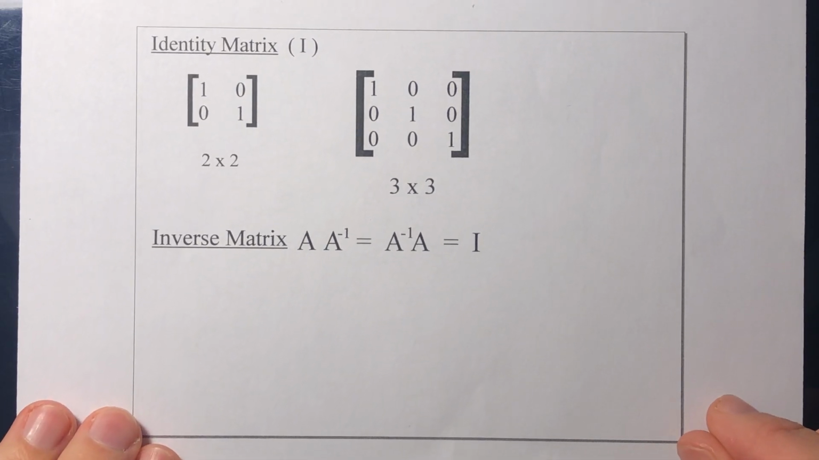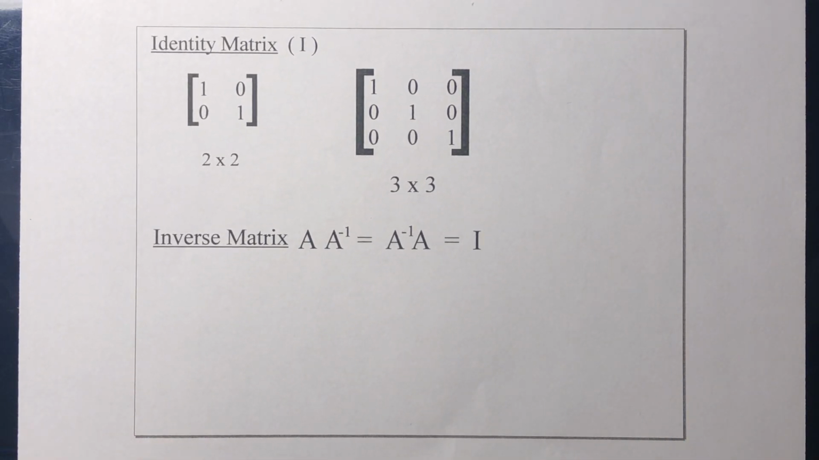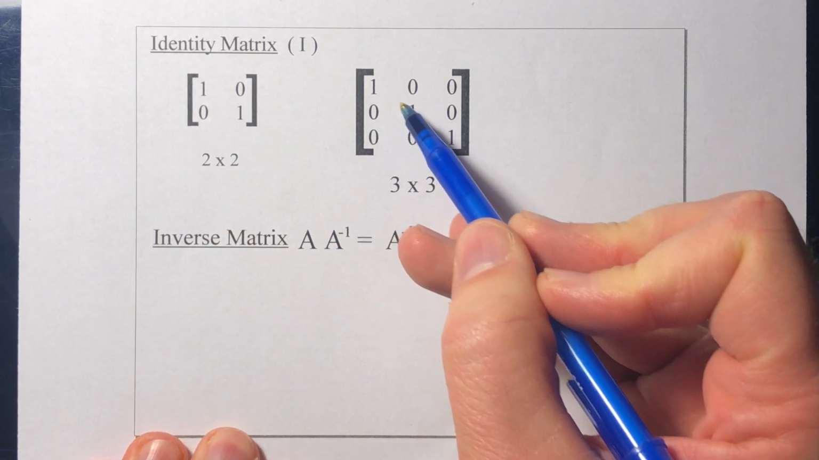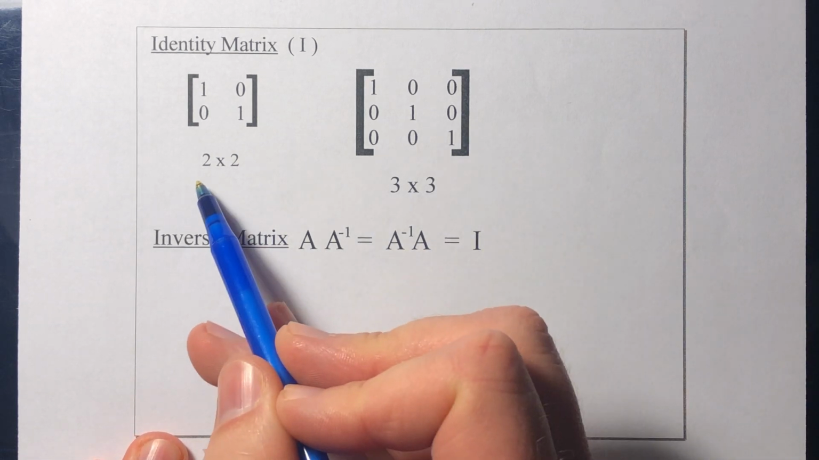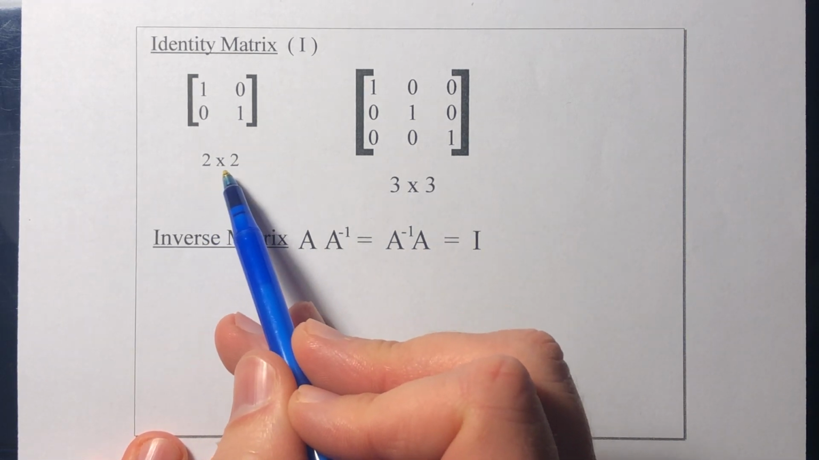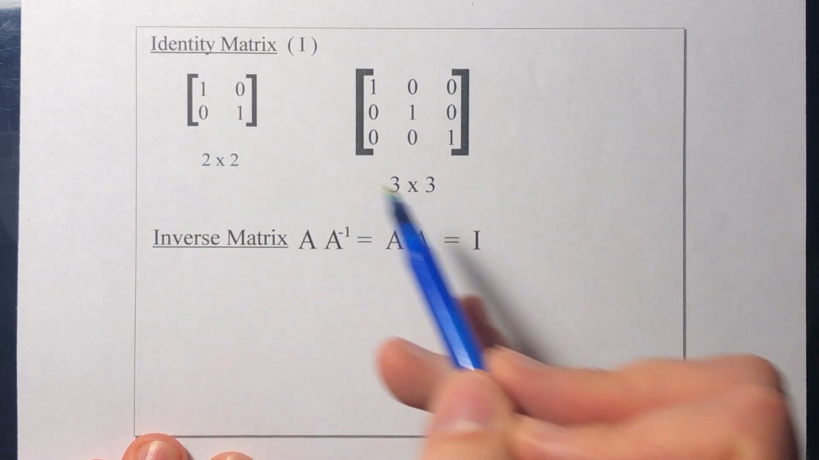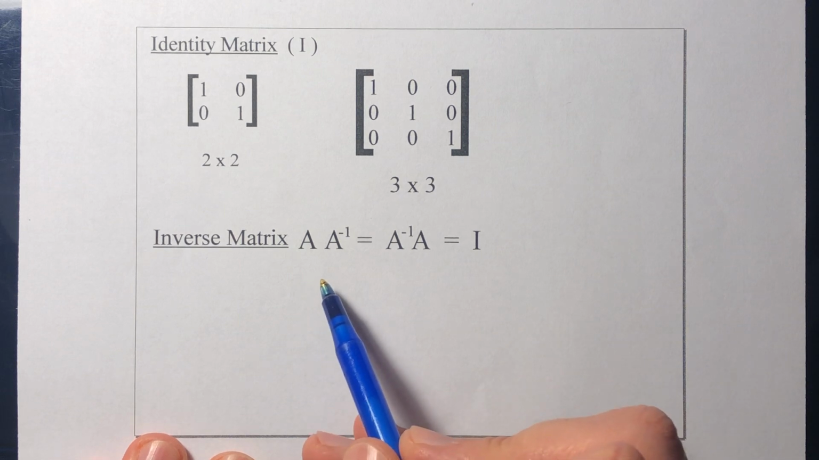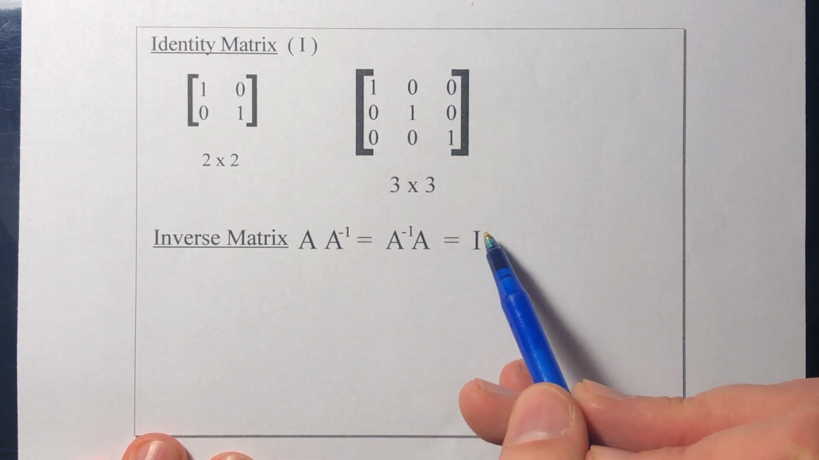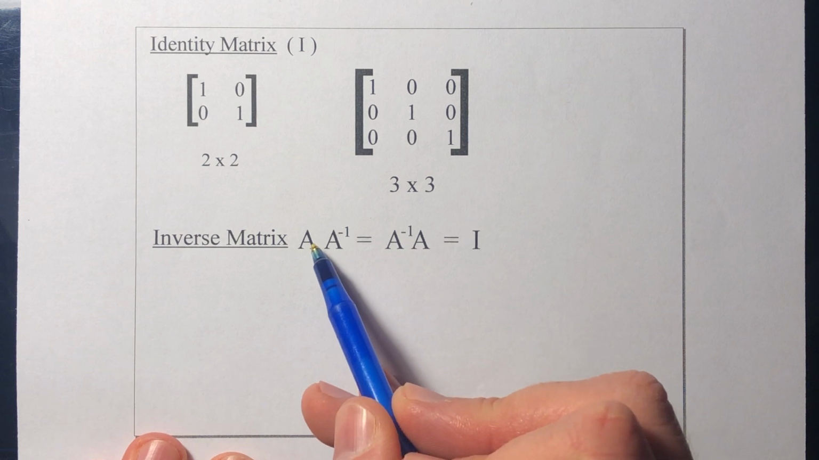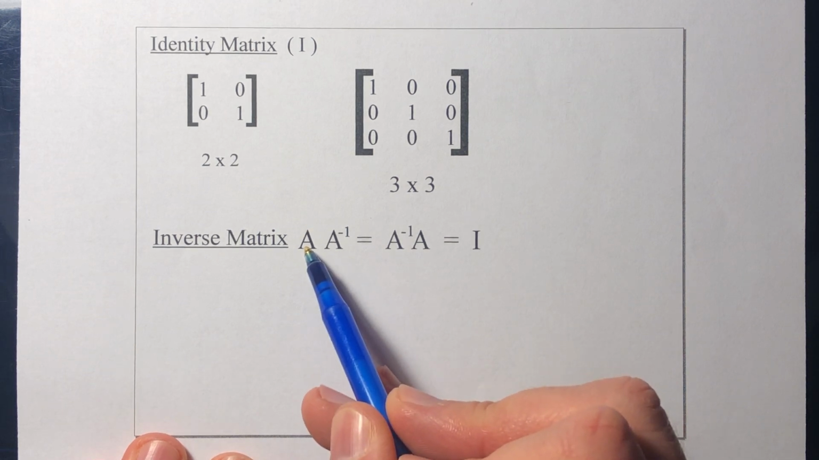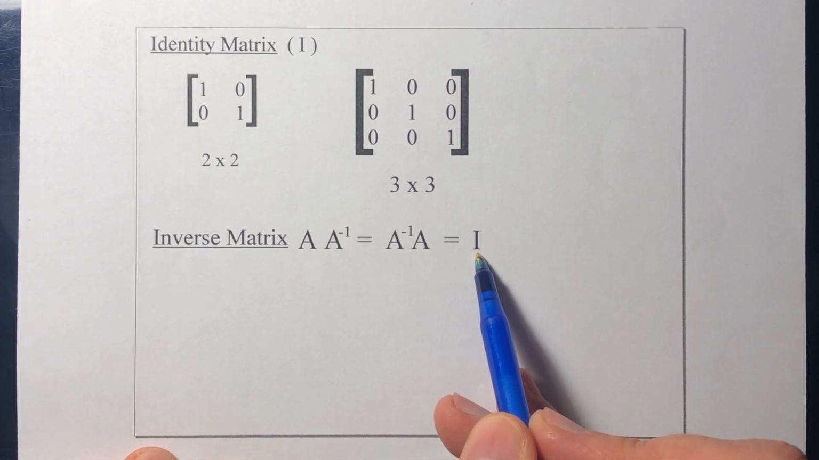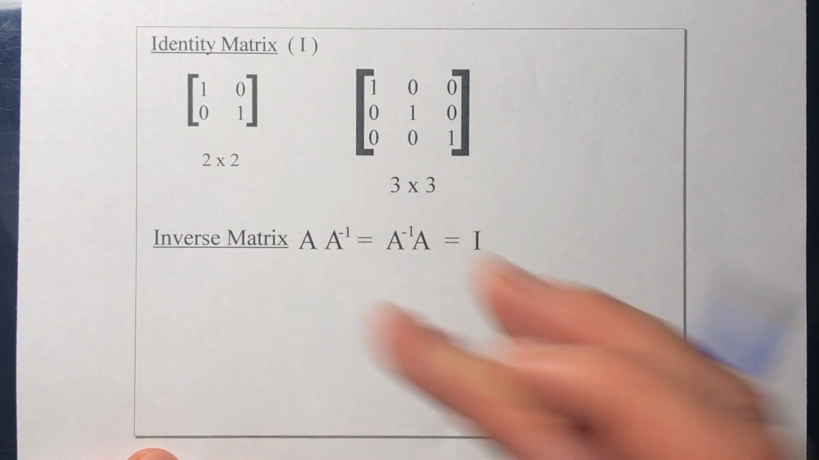We need to talk about what's called an identity matrix. An identity matrix is basically, see how the ones go diagonal? Everything else is zeros. We talked last time about 2 by 2, the dimensions of a matrix: 2 rows, 2 columns; 3 by 3, 3 rows, 3 columns. This I stands for identity, so we can get that by taking a normal matrix times its inverse, or its inverse times itself. That will give you the identity matrix, this guy here.